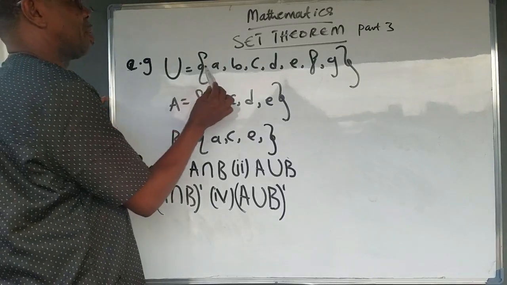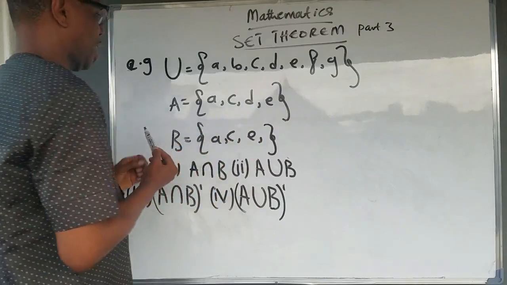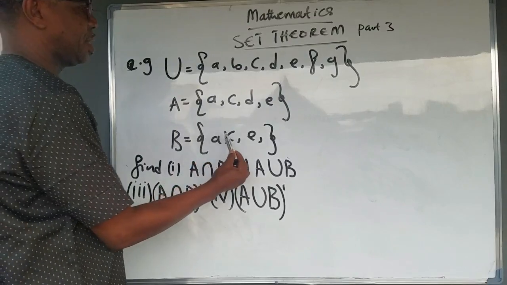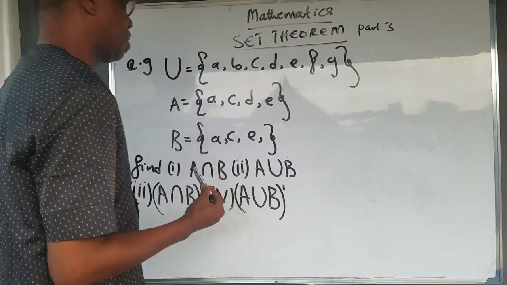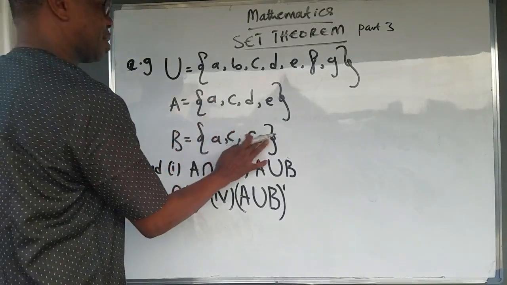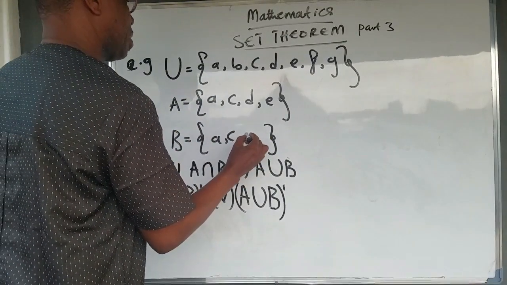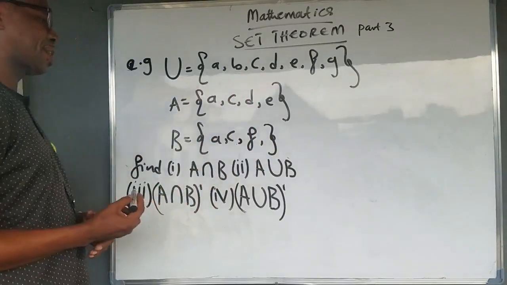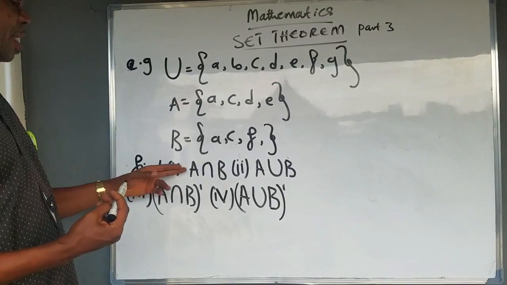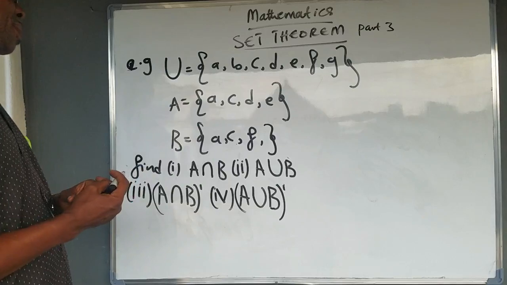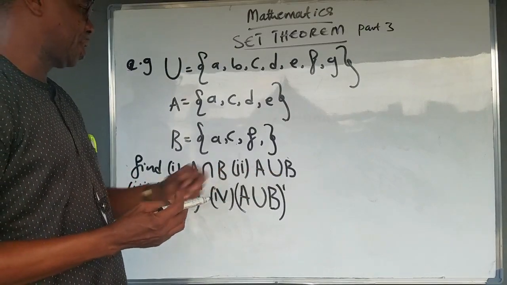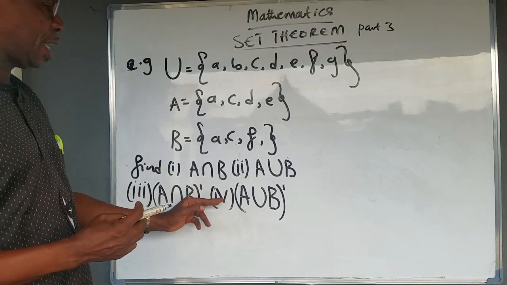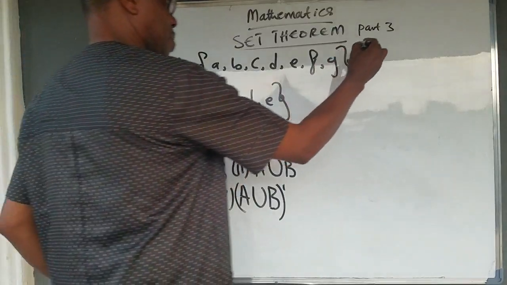Universal set U has members A, B, C, D, E, F, G, H. It has subset A: A, C, D, E, and subset B: A, C, E. Okay, let me add something else to make it more interesting: A, C, F, for instance. You're asked to find, number 1, A intersection B. Number 2, A union B. Number 3, A intersection B complement. And 4, A union B complement. Let's start from number 1.